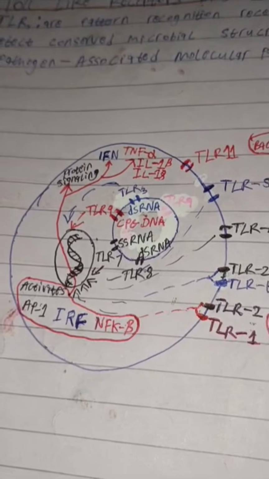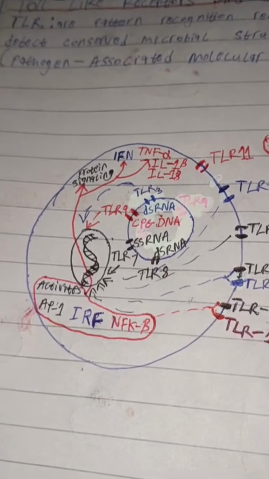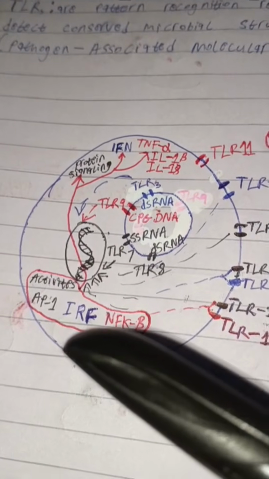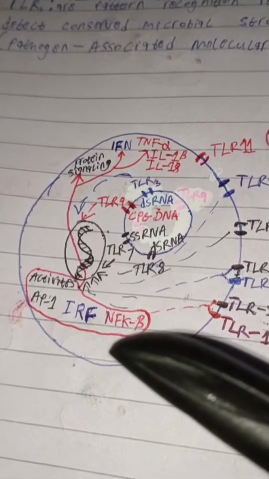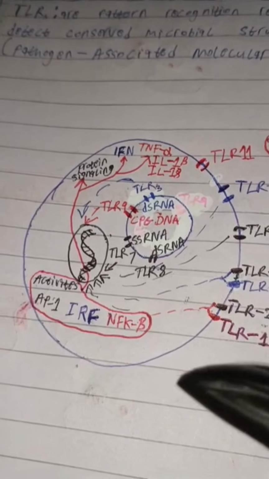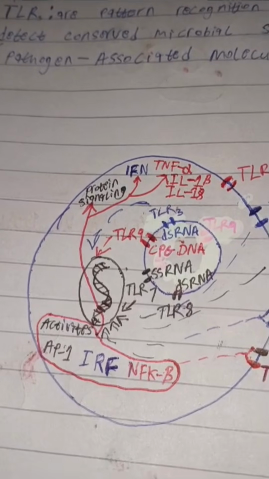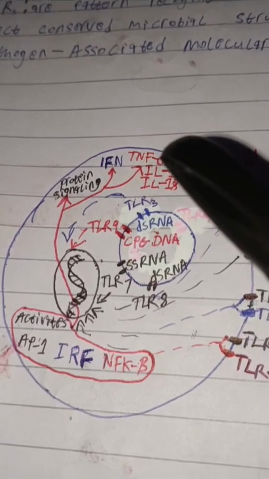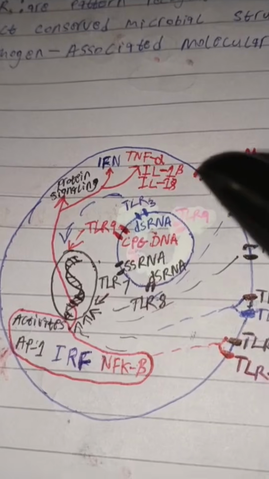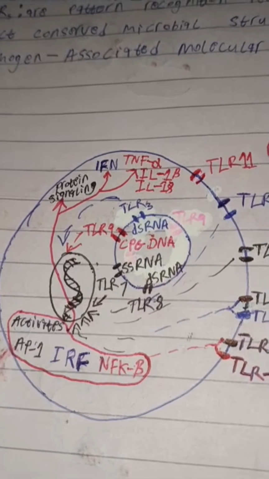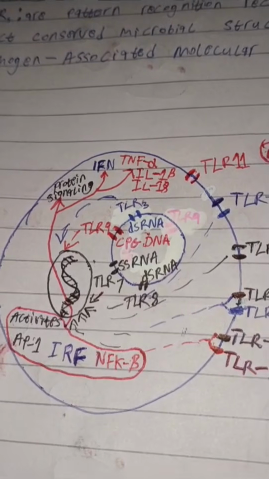Now, all these activate signaling pathways that activate some transcription factors. We have AP-1, IRF, and nuclear factor kappa B, I think that's the name. The activation of these transcription factors leads to the production of signaling proteins: interferons, tumor necrosis factor alpha, interleukin 1 beta, and interleukin 18. And all these things help enhance the inflammatory response.